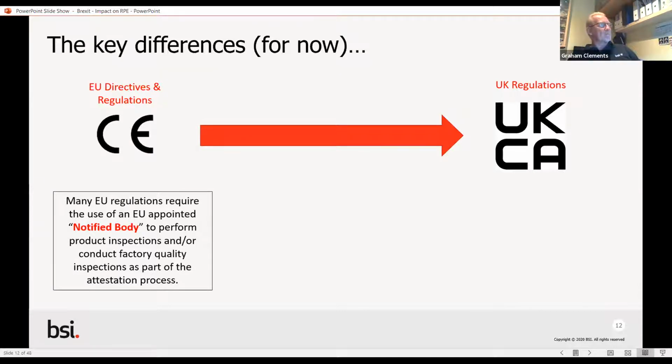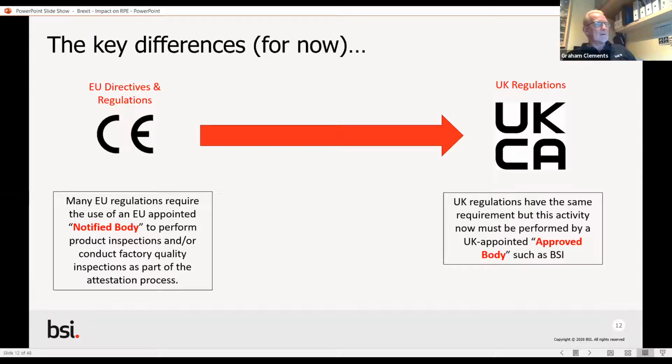And they perform the product inspections, factory quality inspections, and in some cases the testing directly to get your CE mark. In the UK, you'll have an approved body. And so it's actually the same process, but just done by an approved body and not a notified body. And BSI is an approved body, and in fact a notified body as well.